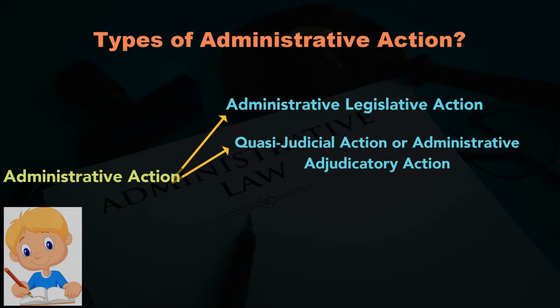What does it mean? When an administrative body plays the role of the judiciary and decides cases by resolving disputes, that is known as quasi-judicial. Since it is being done by an administrative body, not by the judiciary, it is not judicial, rather quasi-judicial action or administrative adjudicatory action, right?